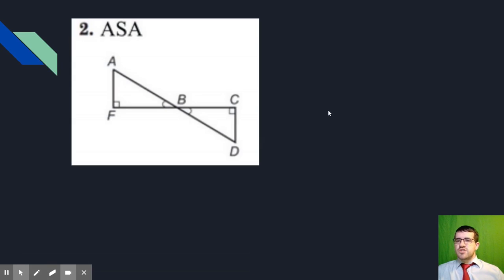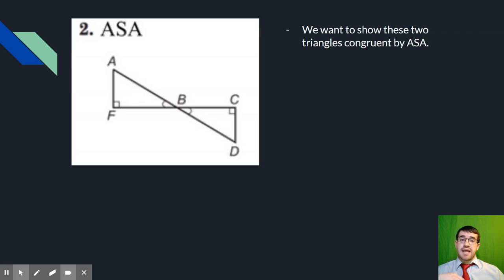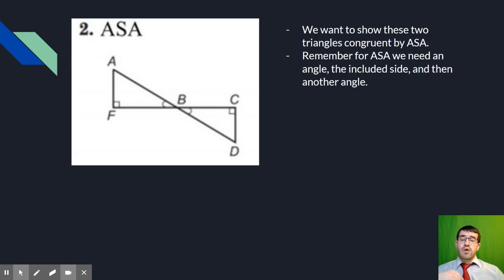All right, so for problem 2, we want to show that triangle AFB is congruent to triangle DCB by angle side angle. So first we want to remember that in order to show these triangles congruent by ASA, we're going to need an angle, the included side, and then another angle.